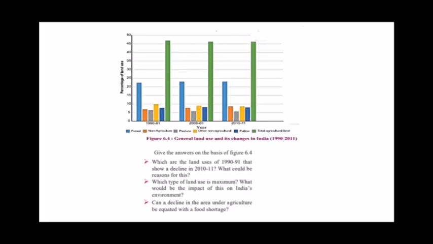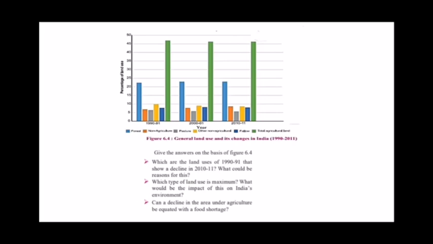Next question is, which type of land use is the maximum? What could be the impact of this on India's environment? Now, if you see, agricultural land use is the maximum. The green color bar is the tallest one. So agricultural land use is maximum in all the years. This indicates that India is an agrarian country. Most of the occupation in the country is agriculture, and the environment is comparatively more natural.